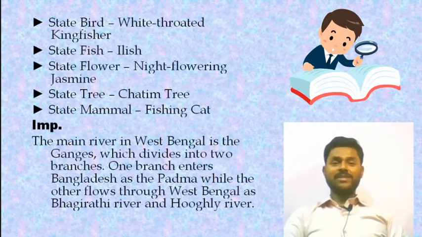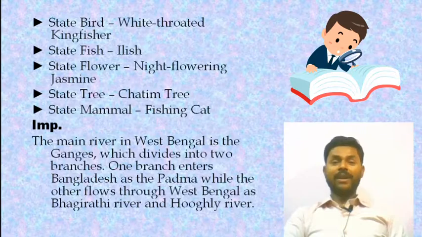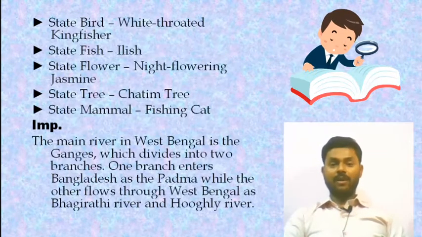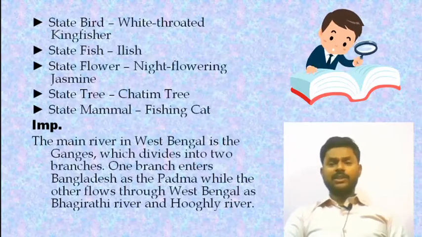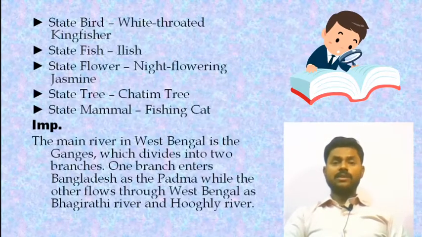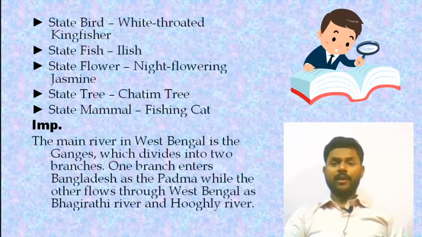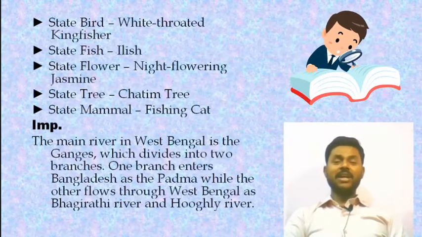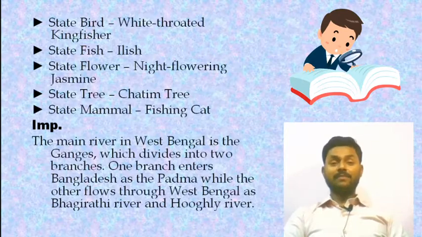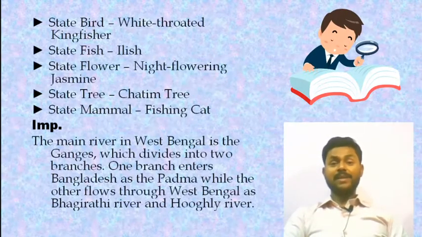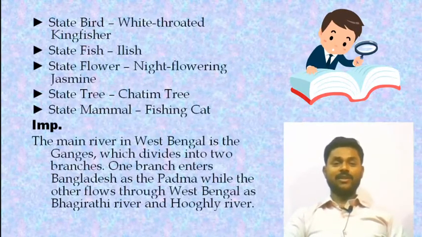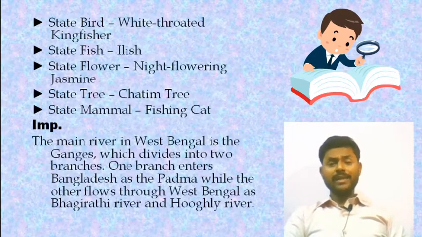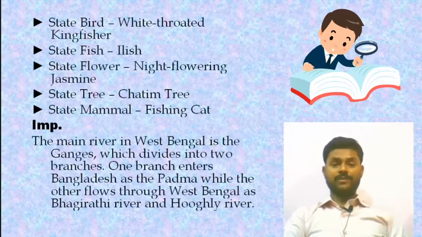State flower of West Bengal is night flowering jasmine. Night flowering jasmine is the state flower of West Bengal. State tree of West Bengal is Chatim tree. Chatim tree is the state tree of West Bengal, and state mammal of West Bengal is fishing cat. Fishing cat is the state mammal of West Bengal. So these are the state symbols of West Bengal.